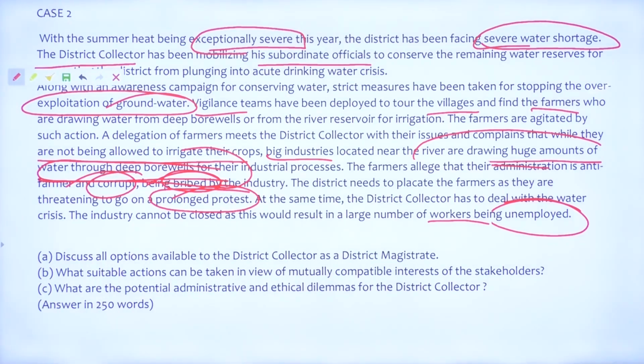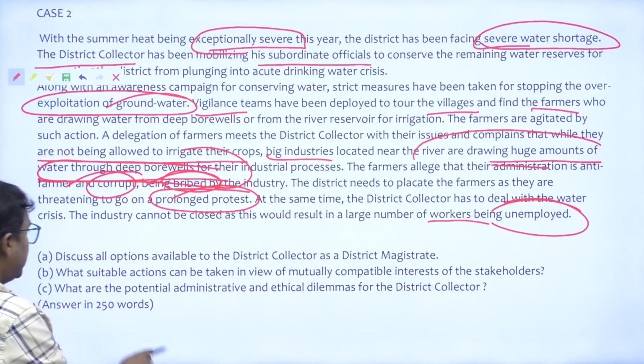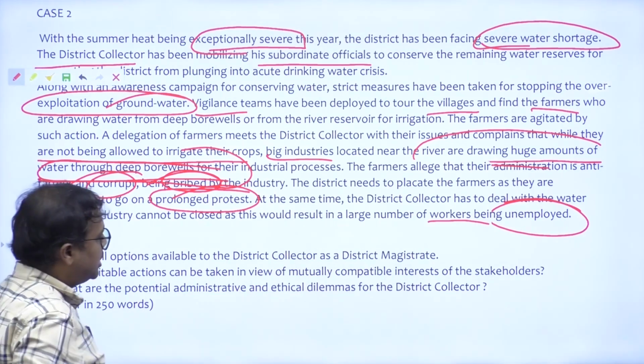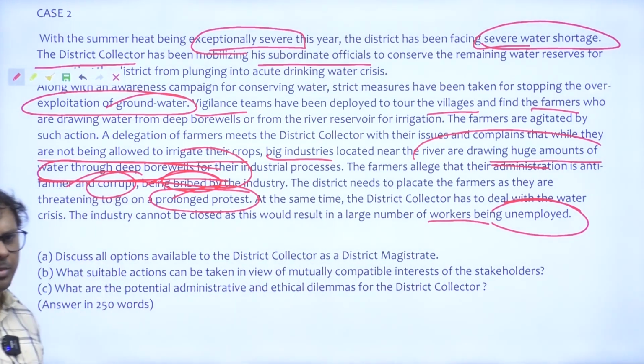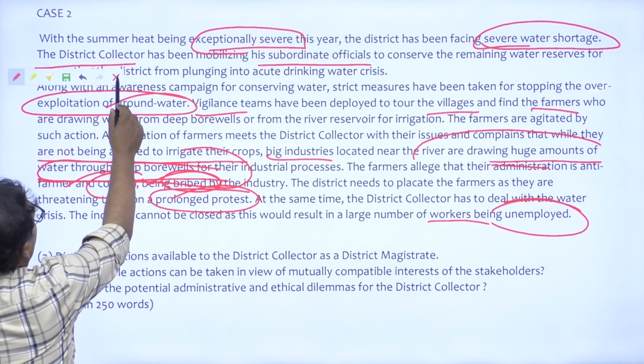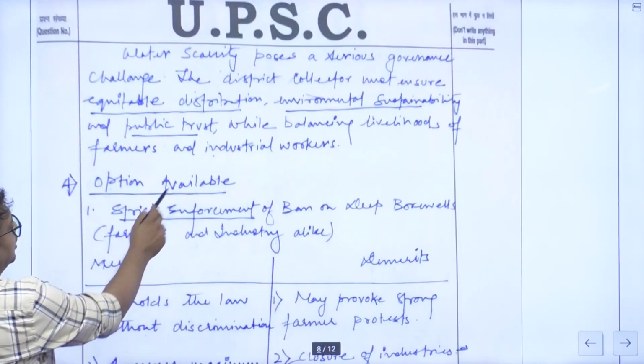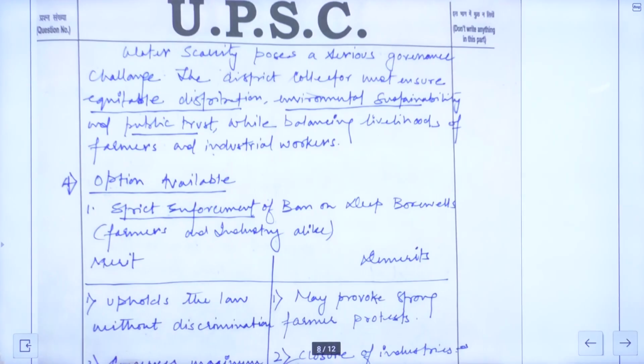Discuss all options available to the district collectors as a district magistrate. What suitable actions can be taken in view of mutually compatible interests of the stakeholders? What are the potential administrative and ethical dilemmas of the district collector? Simple questions. Okay? So, इसमें एक गलती हो गया. I did not list the stakeholders. इसमें stakeholders will come. You have to mention the stakeholders.